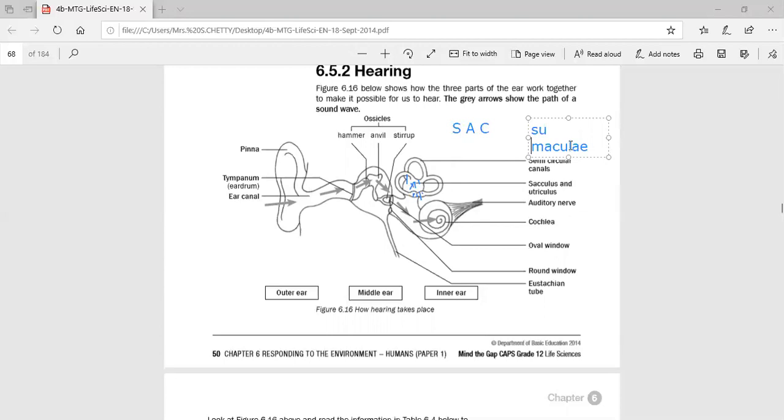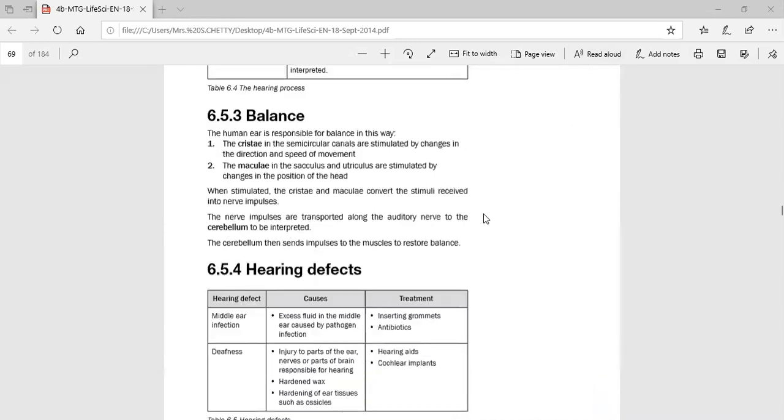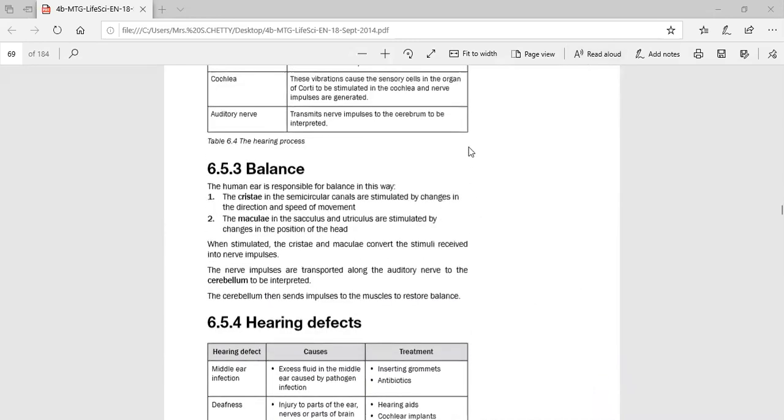G stands for gravity. So while these are sensitive to gravity, your succulus and utriculus, your semicircular canal is sensitive to the speed and direction of movement. Okay, so let's just clear up all of this here before we look at how they expect you to answer this in your papers. And of course, kindly learn this off by heart. Take time and learn it off by heart, and you'd find that you'd be able to score 5 marks in the exam.